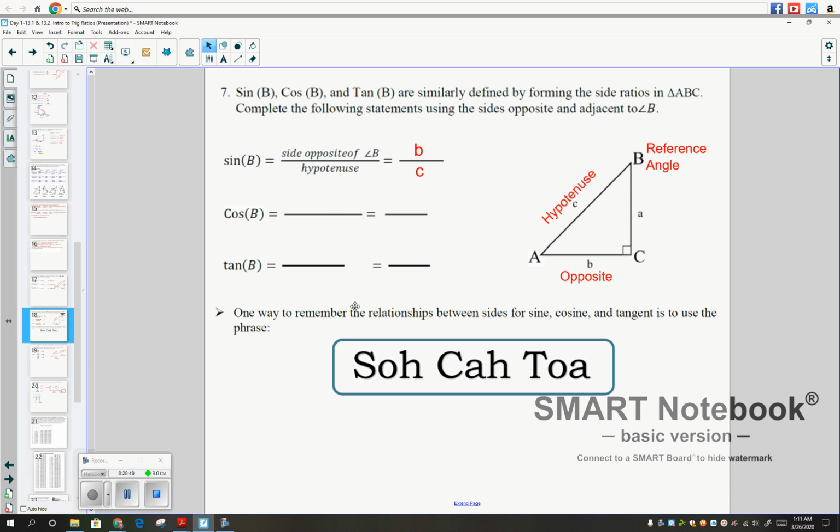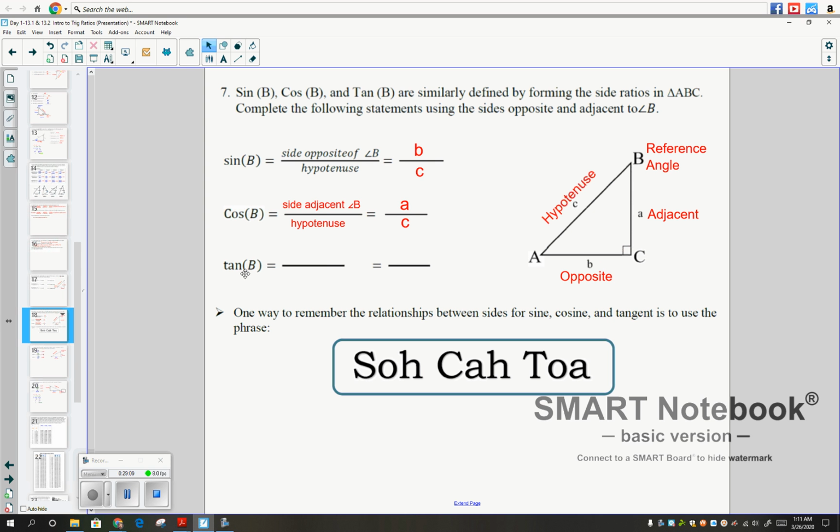Cosine up above was the adjacent side over the hypotenuse. Well, but now we're going to refer to the adjacent side of angle B. Which side is adjacent to angle B? That's side A. And that's over the hypotenuse. Which side is the hypotenuse? Again, side C.